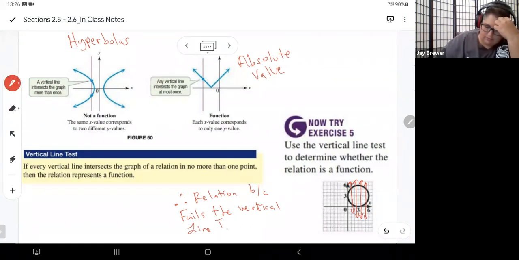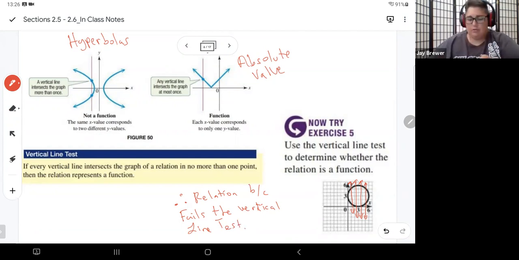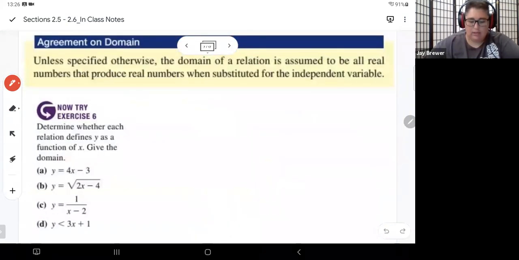Okay. And any function you would have that would have 2 or more points hitting the vertical lines is going to fail. Okay. All right. So agreement on domain.